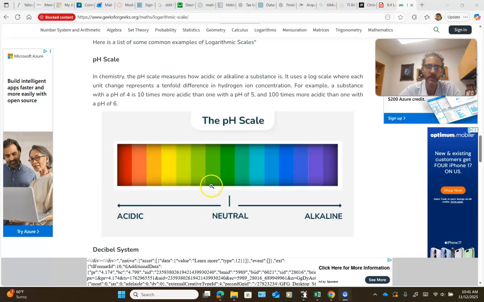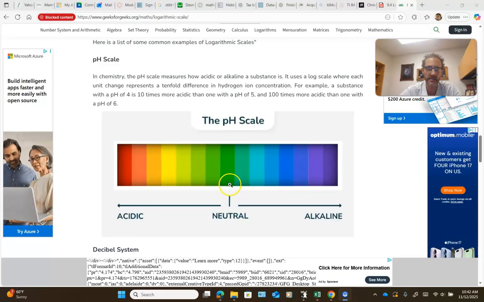And so 7's in the middle, here's 6, and then here's 5, 4, then 3, 2, 1, okay? But what's actually happening is the number of hydrogen ions is not increasing linearly. It's increasing exponentially, by a factor of 10. So each increment is an increase by a factor of 10, or a multiple of 10.